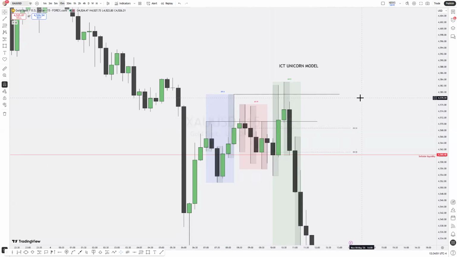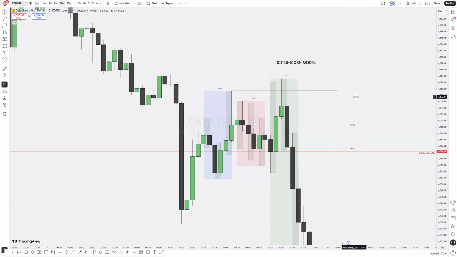So that will be it concerning the unicorn model. If you have questions, do drop them in the comments. I'll try to elaborate and give my replies as soon as I see the message. But take note, like I stated, people do use the breaker block entry for the unicorn model. Most people use the fair value gap, or should I say inverse fair value gap, for the unicorn model entry. Both are correct. You understand? Basically, just use whatever is much more comfortable for you.